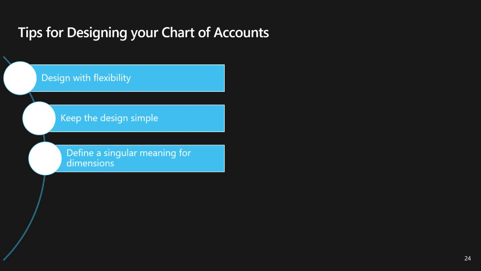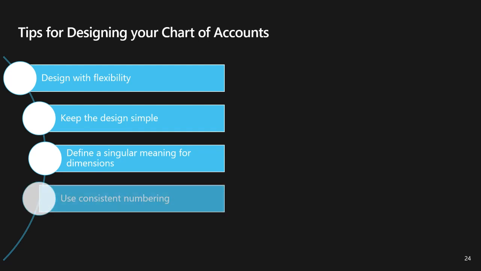To the same point, do not use the same dimension or segment in your chart of accounts to represent 2 types of data. For example, a dimension called purpose that is used on revenue accounts to represent a cost center and on expense accounts as a list of projects. The same list of dimension values would include both cost centers and projects, and that is not recommended.